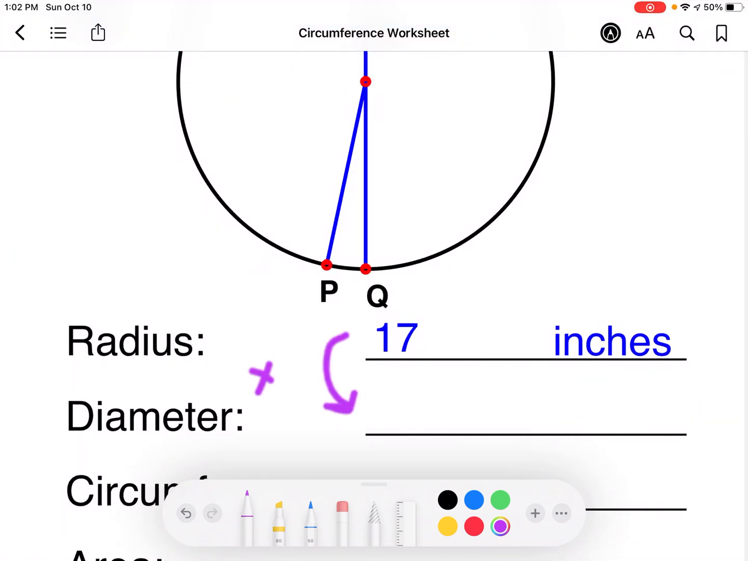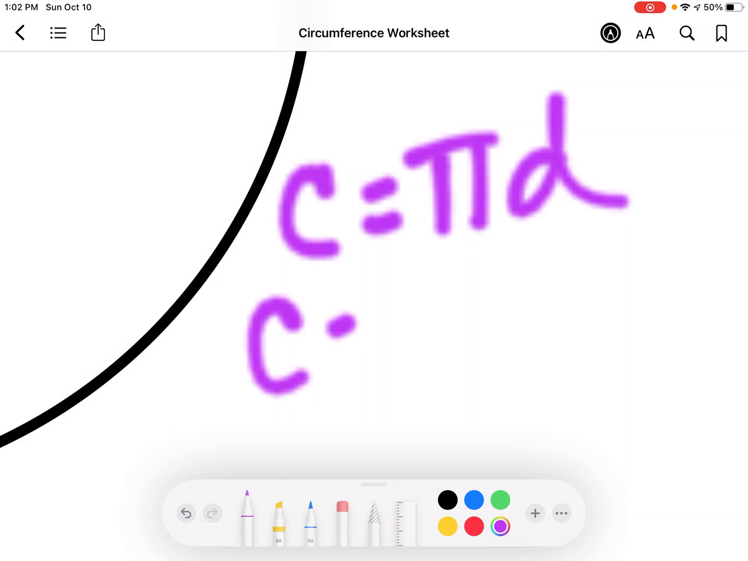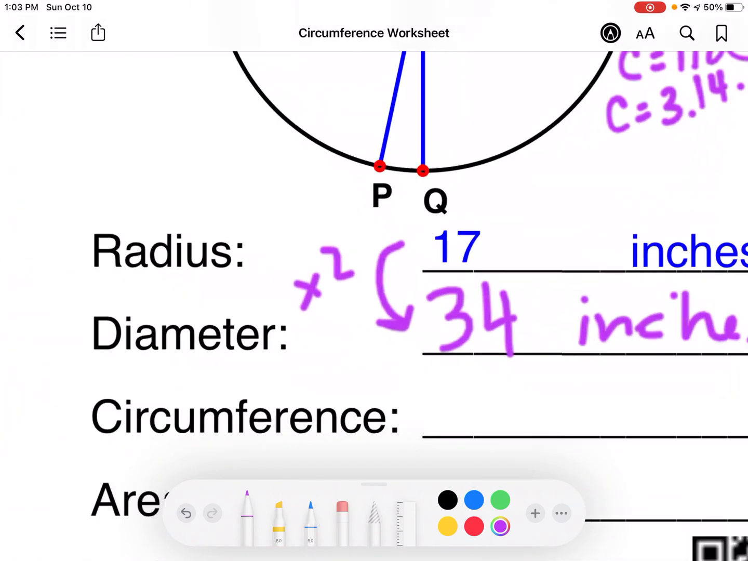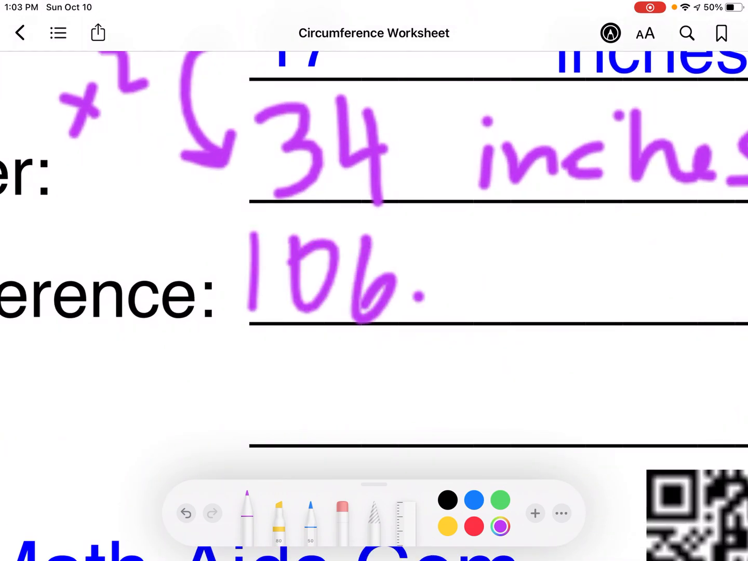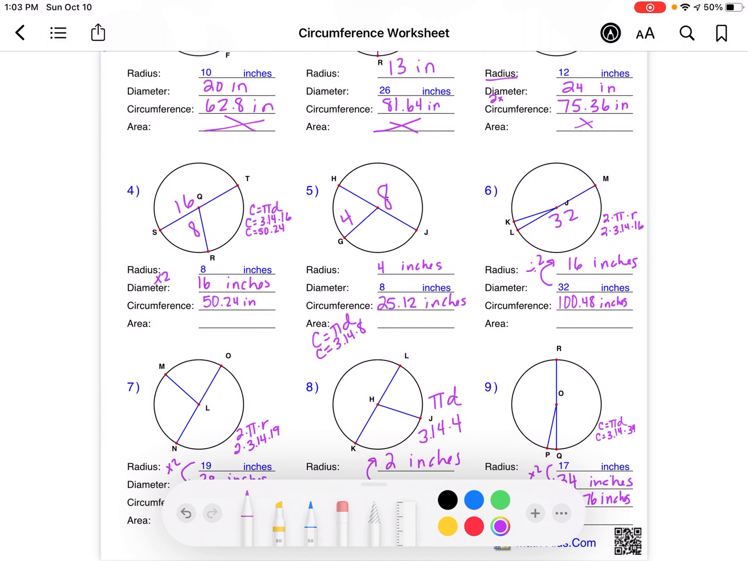And the last one we're going to look at is if the radius is 17. So that means I'm multiplying by 2 to find the diameter. So that would be 34. So C equals pi d. So C equals 3.14 times 34. And I get 106.76 inches.